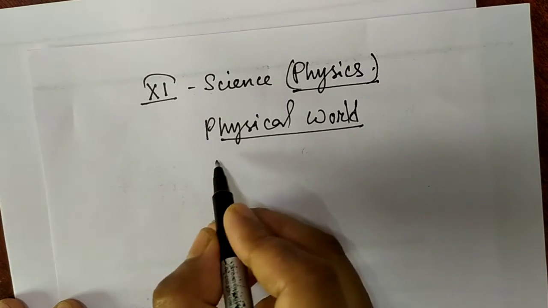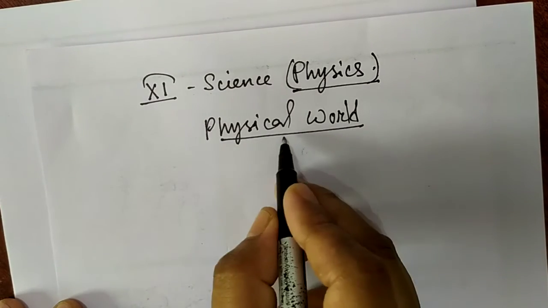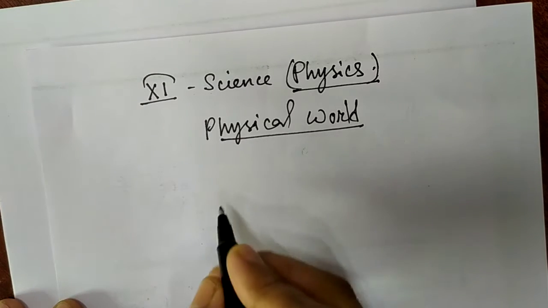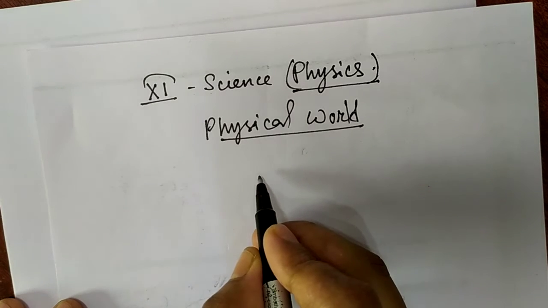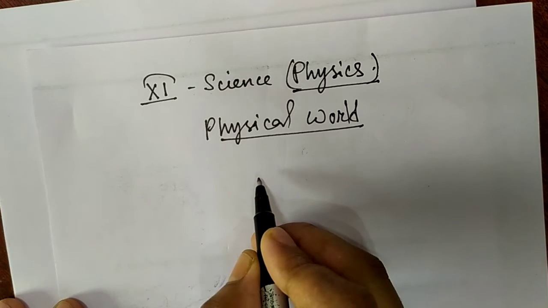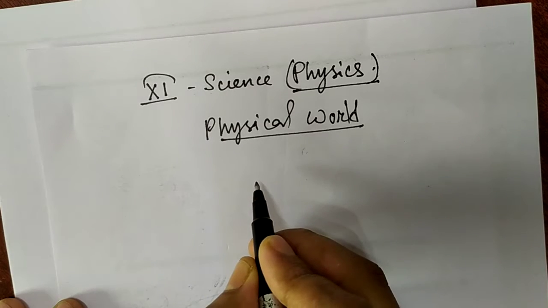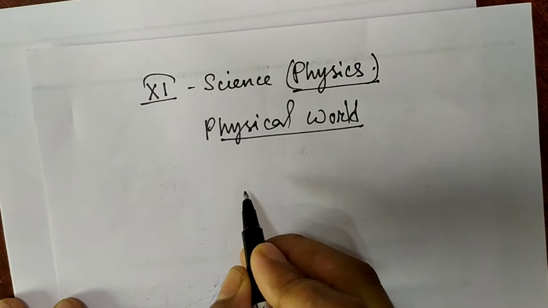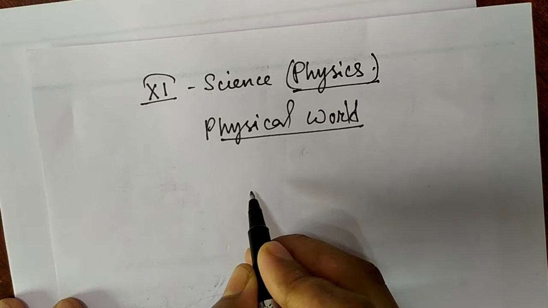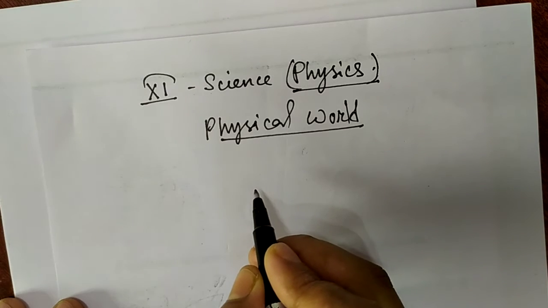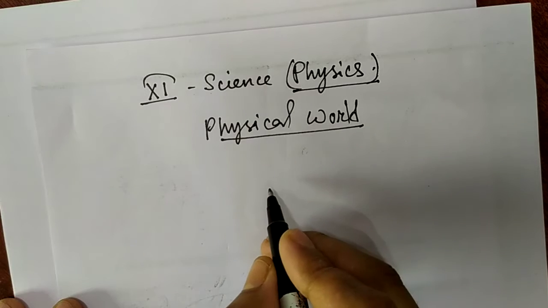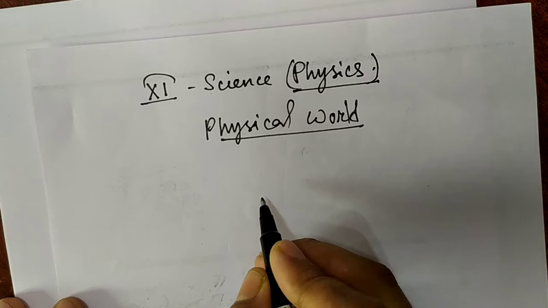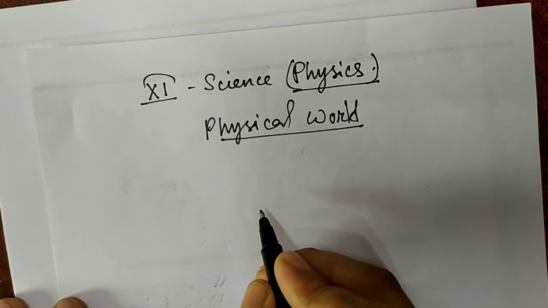Now in this chapter, physical world, the word physical is very important here. Physical is something which is not imaginary. Physical is something which you can feel with your senses, which you can measure. Mind it, a physical world is very real and very interesting.